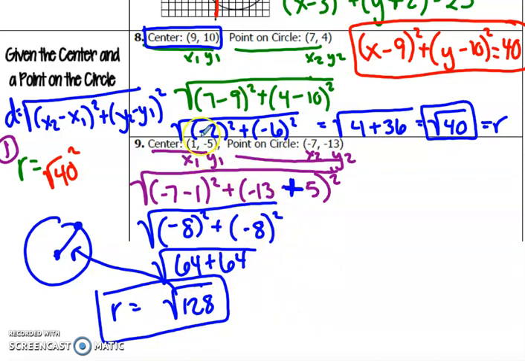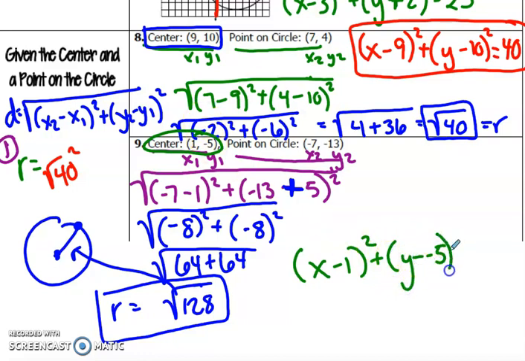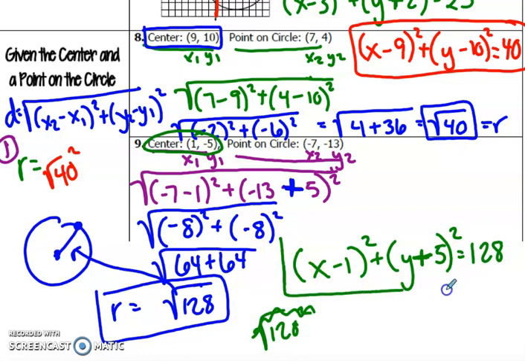So let's start off with our formula using this center point here. So parentheses, x minus 1 squared plus y, and then minus a -5, which we know becomes a plus, equals your r squared. And if I have the square root of 128 squared, they cancel each other out, leaving you with 128. Okay?